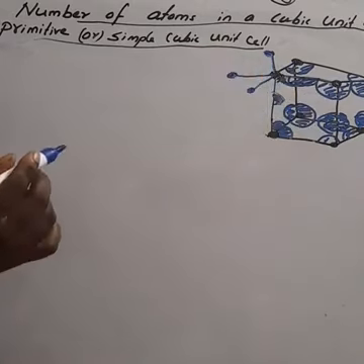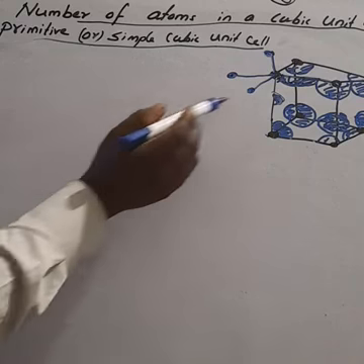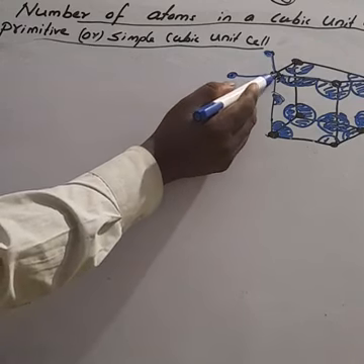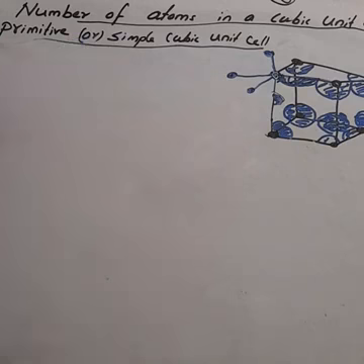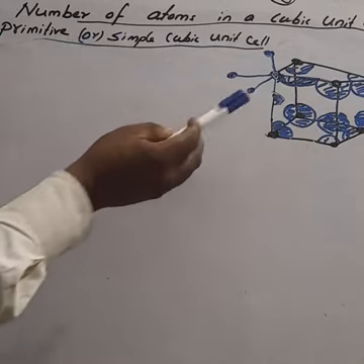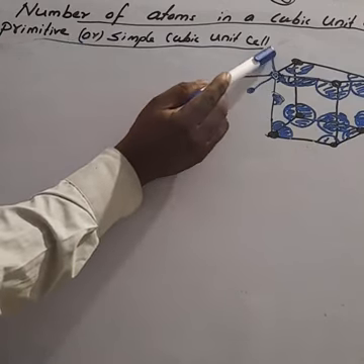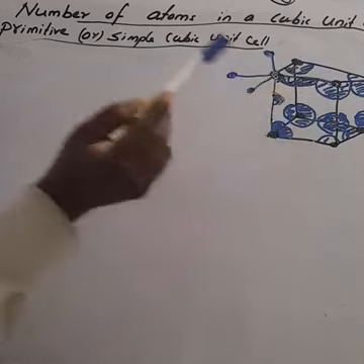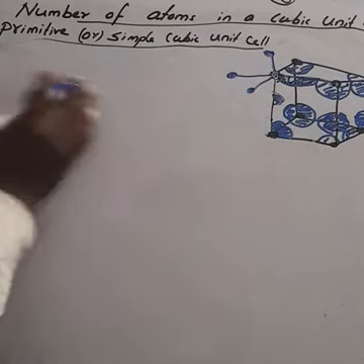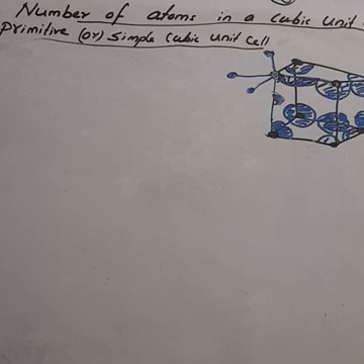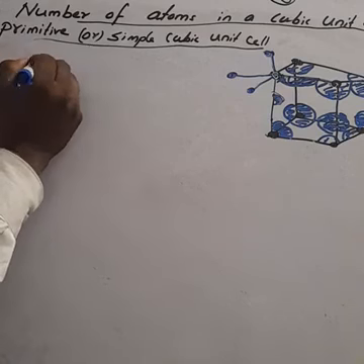That is a one-word question: how many atoms are touching it, or how many atoms are surrounding it? Here, how many atoms are surrounding? 1, 2, 3, 4, 5, 6. That is the coordination number. Now we can calculate the number of atoms in the SC unit cell.